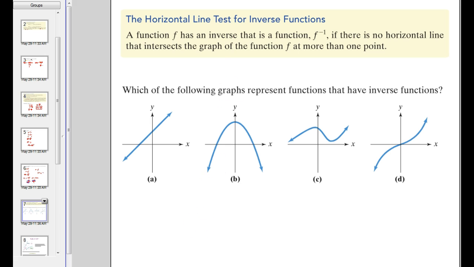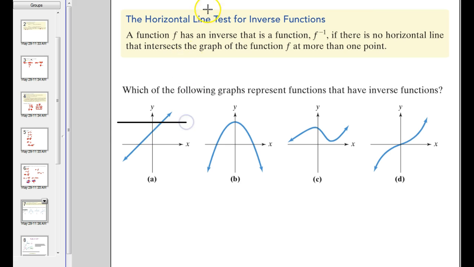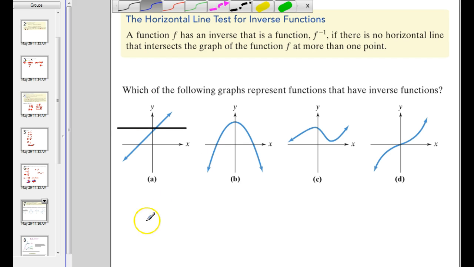Alright, so I'm going to just quickly stick a horizontal line in here. And then when we move it around, we see this one, a horizontal line would never hit it more than once. So all lines are going to pass a horizontal line test. So this one has an inverse.